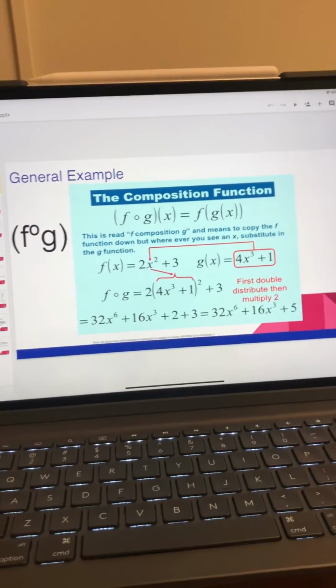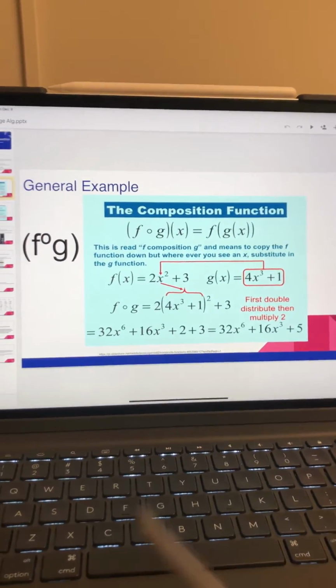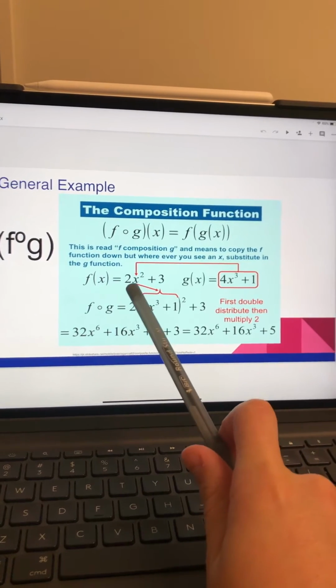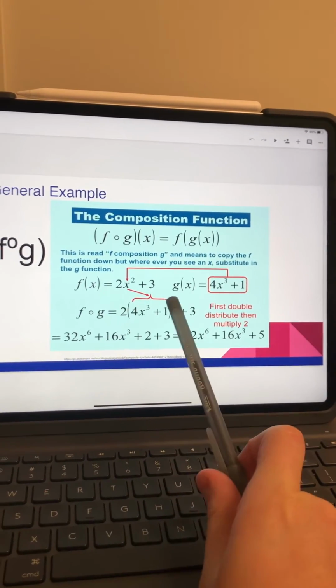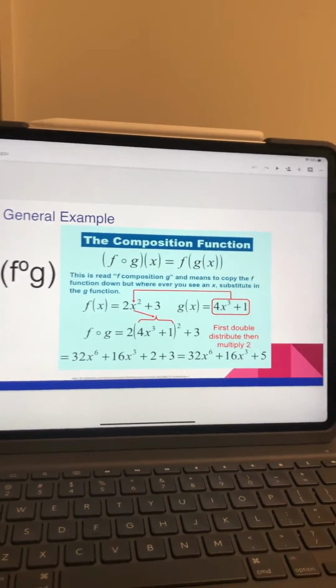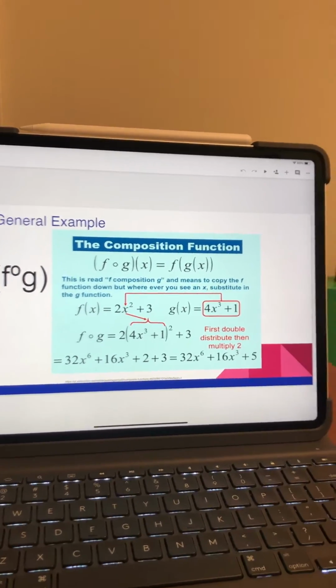So this is a general example. If you have f of g, you're going to plug in f first, and then for every x that you see, you're going to plug in the g function, and then you're just going to solve it and distribute, and then just do it as a normal function.